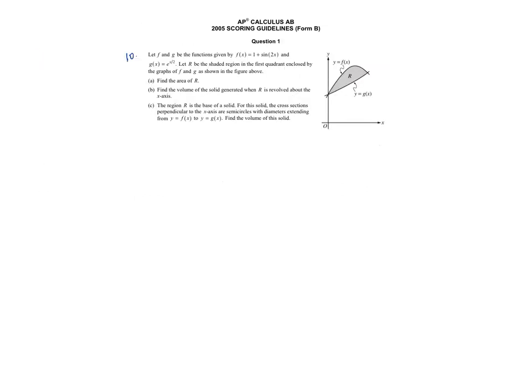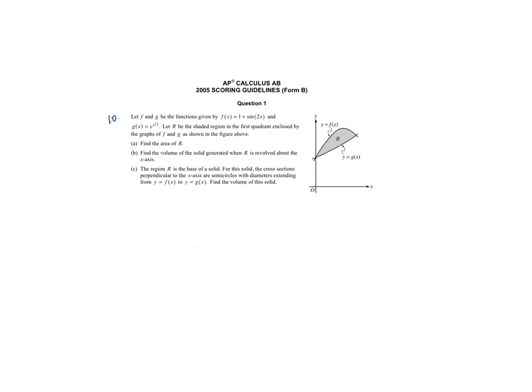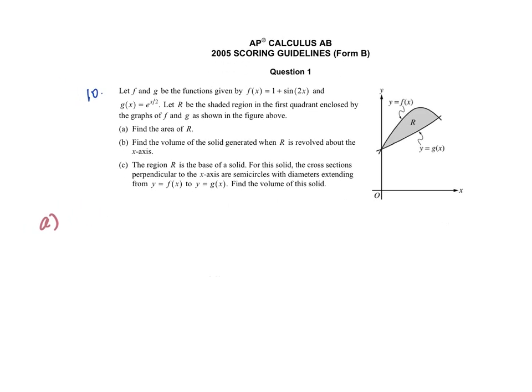All right, number 10 is 2005B. So let me see, 2005B, and then this is question number one. All right, so let's see what they want here. Points of intersection first. So let's go ahead and set these equal to each other.